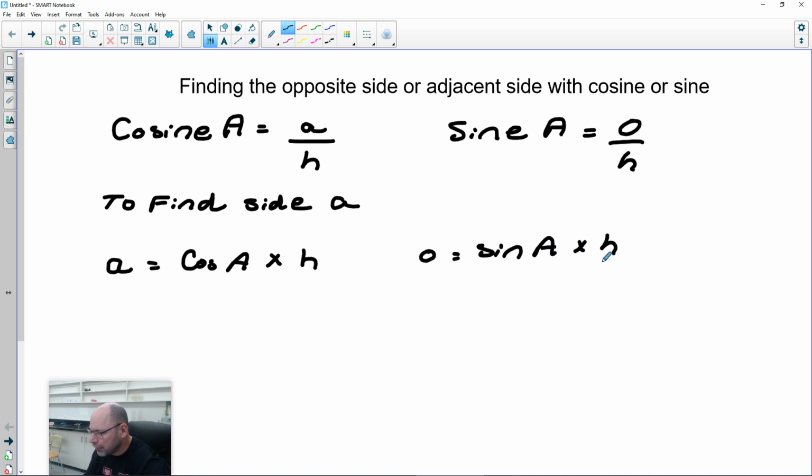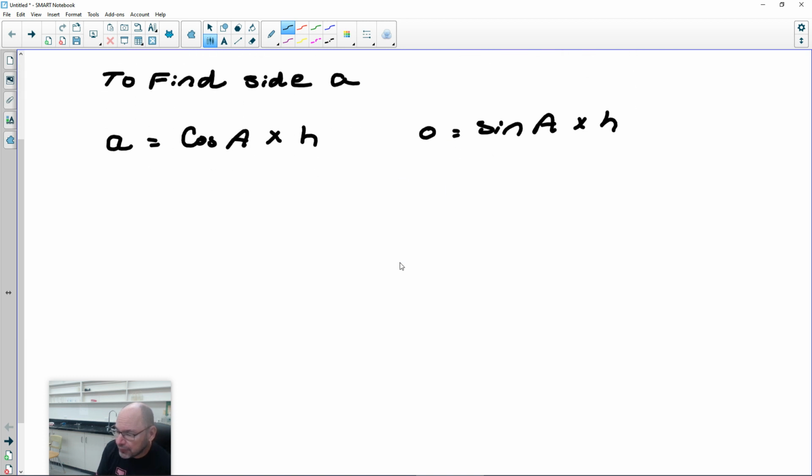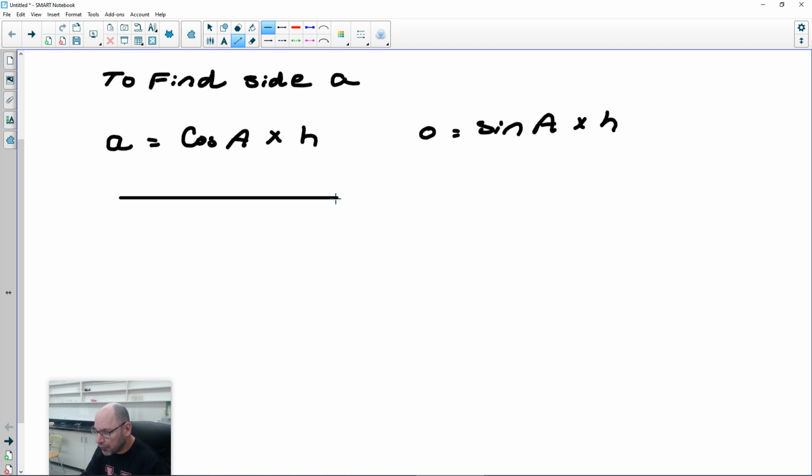And then if you're trying to find the opposite side, instead of using cosine, you use sine. So that's pretty much similar to what we did with the tangent, but now the hypotenuse of the triangle is going to be given to you along with an angle. We're going to do 3 or 4 examples here, and then I will give you a practice sheet. So let's draw out a triangle. Let's draw one like this.